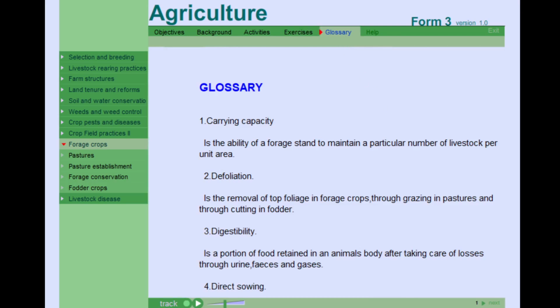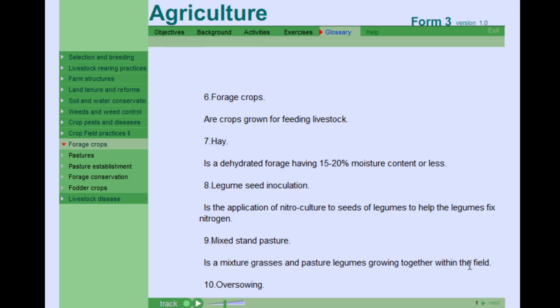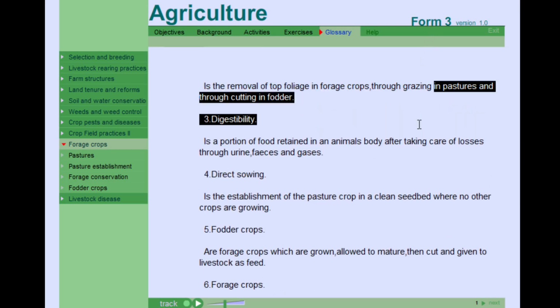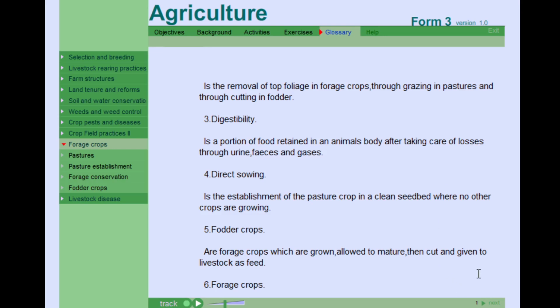Glossary. Carrying capacity. Carrying capacity is the ability of a forage stand to maintain a particular number of livestock per unit area. Defoliation is the removal of top foliage in forage crops through grazing in pastures and through cutting in fodder. Digestibility. Digestibility is a portion of food retained in an animal's body after taking care of losses through urine, feces, and gases. Direct sowing. Direct sowing is the establishment of the pasture crop in a clean seedbed where no other crops are growing.